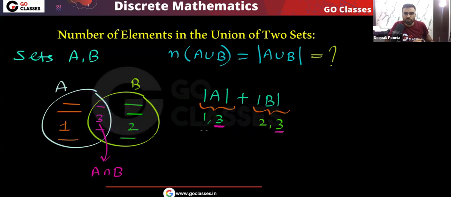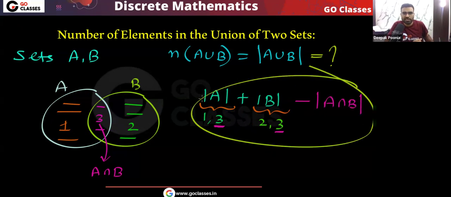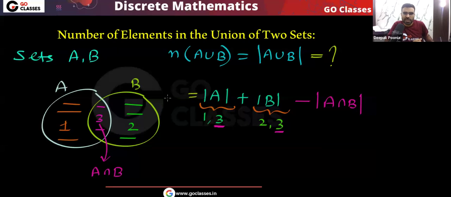So what I need to do, because these elements of intersection I have counted 2 times, so I need to remove them one time. Okay, so what I will do, I will remove these elements which are in the intersection one time. So that's it. Now you can easily see that this is our number of elements in A union B. This is the correct expression for number of elements in A union B.